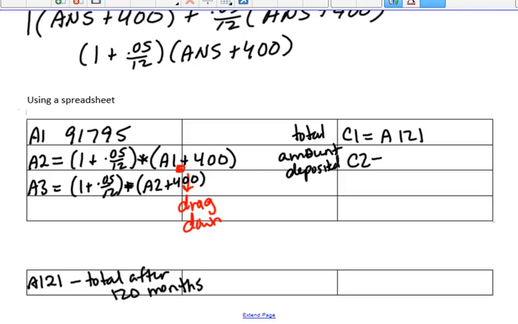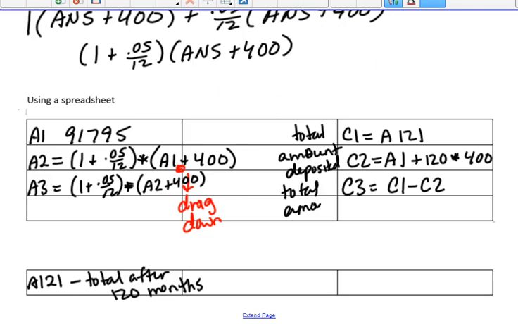I said C2 is equal to A1, that's my original amount, plus 120 deposits of 400. So 120 times 400. And then C3 was C1 minus C2, and that was the total amount of interest that I got on the account, because take the total minus anything I deposited, and that would give me the amount of interest that I got on the account.